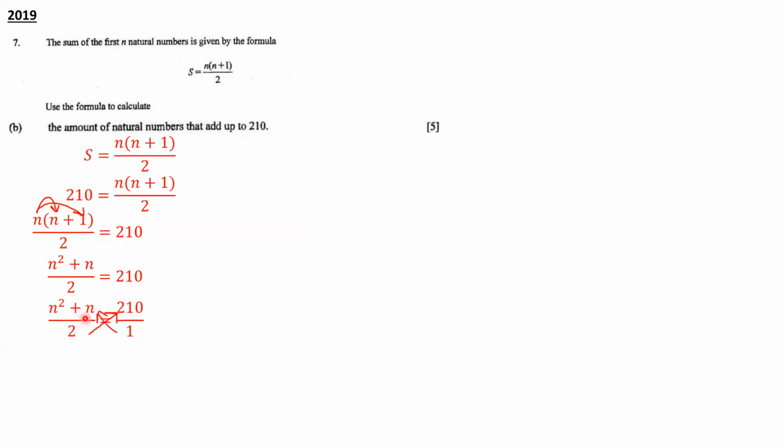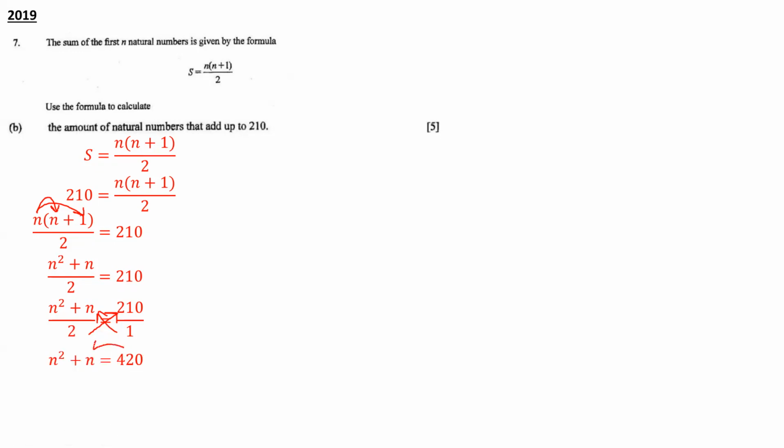n squared plus n. So what is 2 times 210? Well, that's 420. And what is 1 times n squared plus n? Well, it's the same thing because 1 times anything is itself. So 1 times n squared plus n is n squared plus n. And so now we have a quadratic equation because the highest power of our variable is 2. We have to make it look like a quadratic equation that's ready for the application of the quadratic formula.